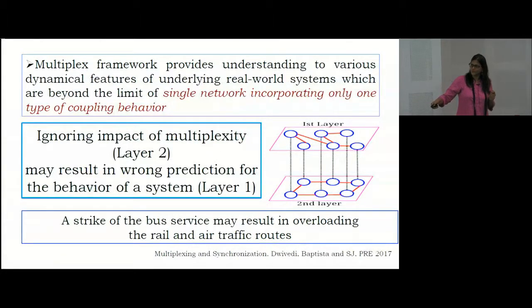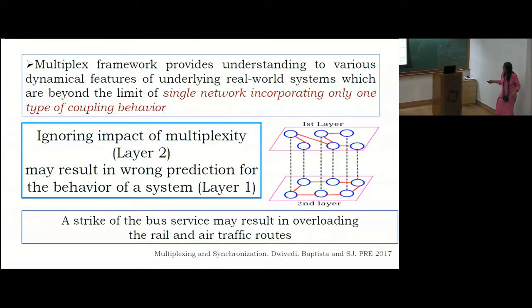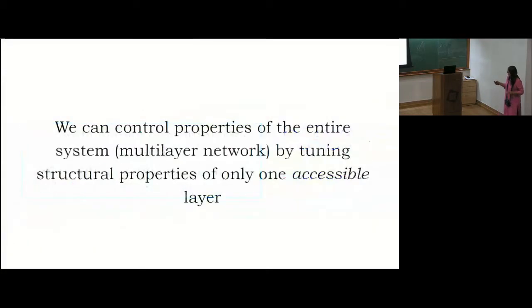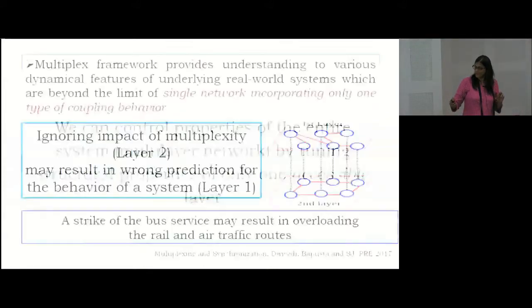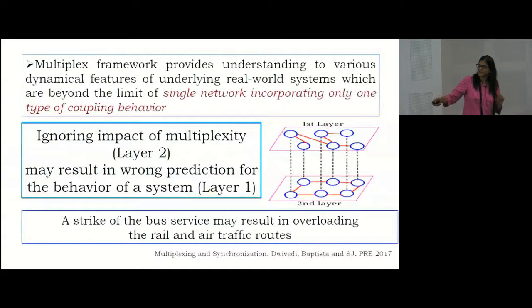So this is one of the works we have done with synchronization, but today I'm not going to talk about synchronization. The point here is that this is a drawback: if we ignore the impact of multiplexity, that may lead to a wrong prediction of the first layer if we don't consider the second layer.